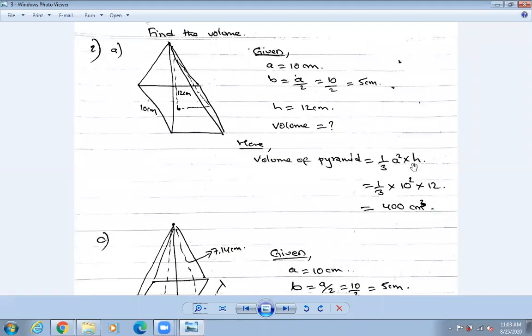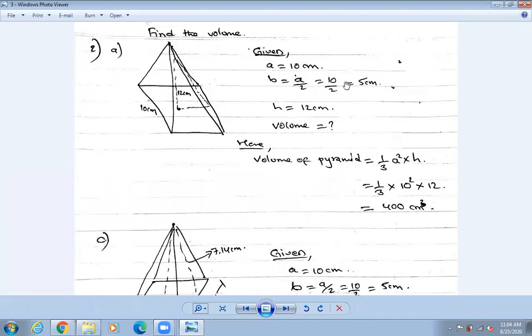We need a and h. Okay, remember the formula, okay? Volume of pyramid will be 1/3 a square into h. That means we need a, we need h, we don't need anything else. We just need a and h. Okay, so see what are the givens over here. Wherever it is given on this line, we call it a. This is 10 centimeter. Okay, A is 10 centimeter.